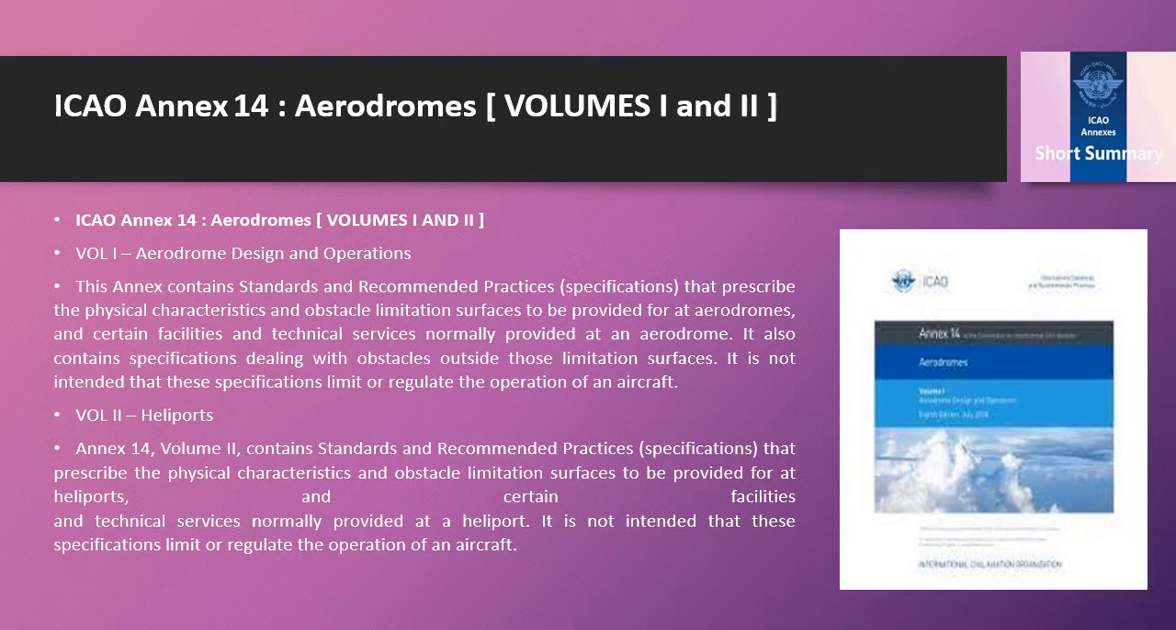Volume 2, Heliports. Annex 14, Volume 2, contains standards and recommended practices, specifications, that prescribe the physical characteristics and obstacle limitation surfaces to be provided for at heliports, and certain facilities and technical services normally provided at a heliport. It is not intended that these specifications limit or regulate the operation of an aircraft.